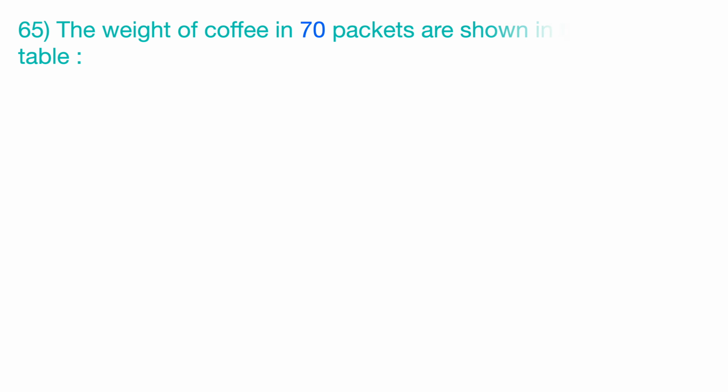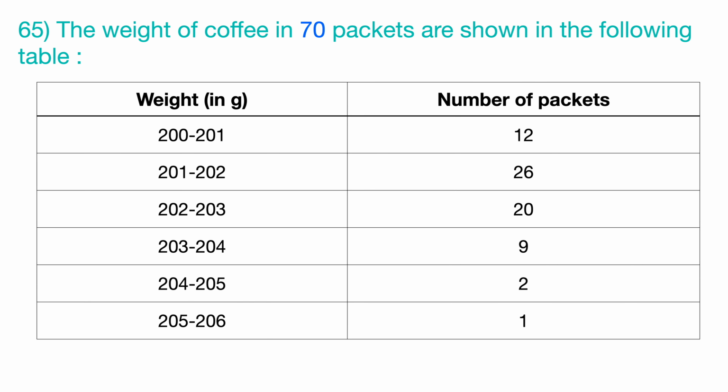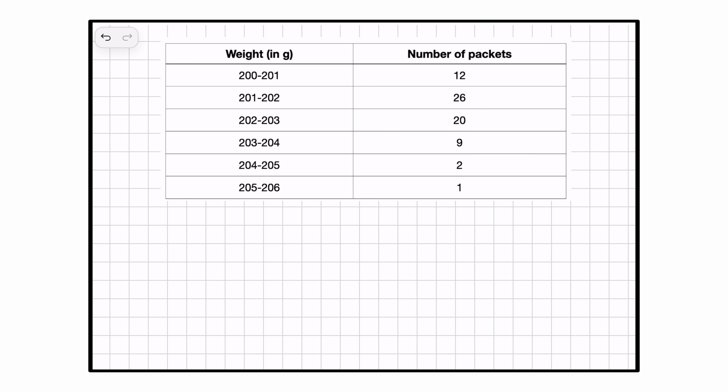The weight of coffee in 70 packets are shown in the following table. So we have a table providing weight in different class intervals and the corresponding number of packets in each class. Determine the modal weight. From the table directly we can see that the highest frequency is for the class 201 to 202 grams, and the corresponding frequency is 26. So this is the modal class. Now let's find the modal weight.